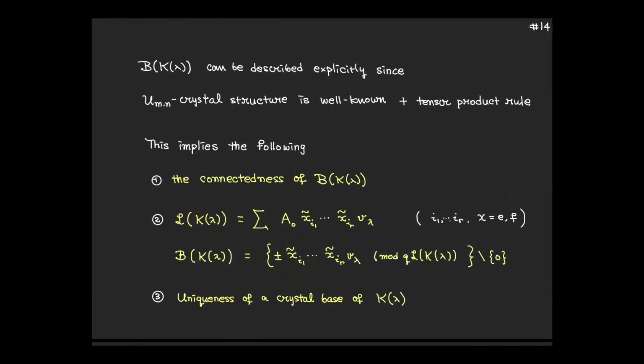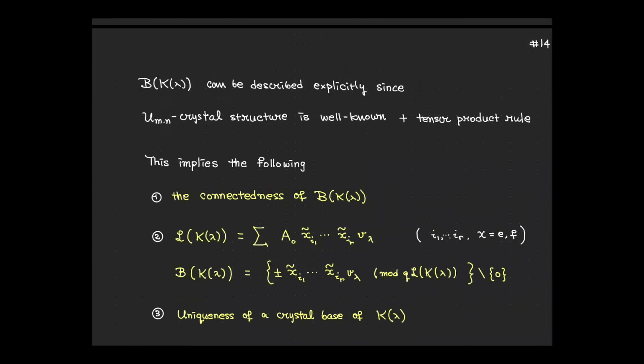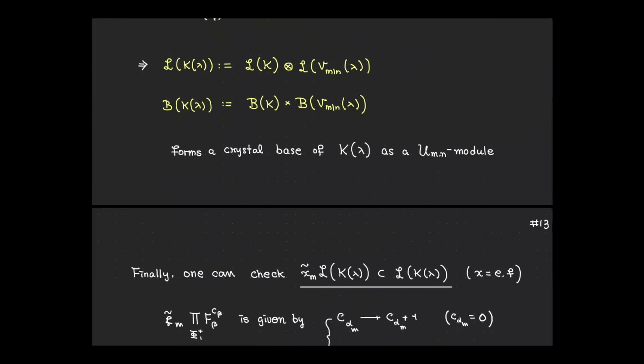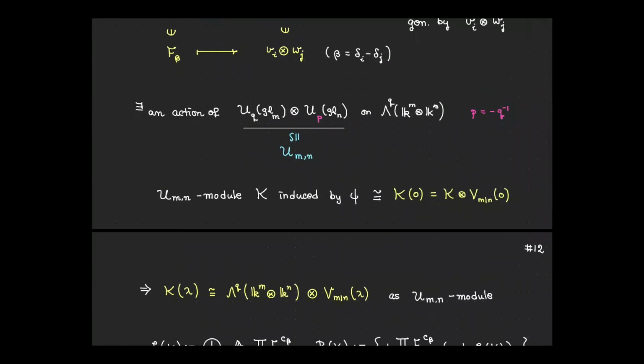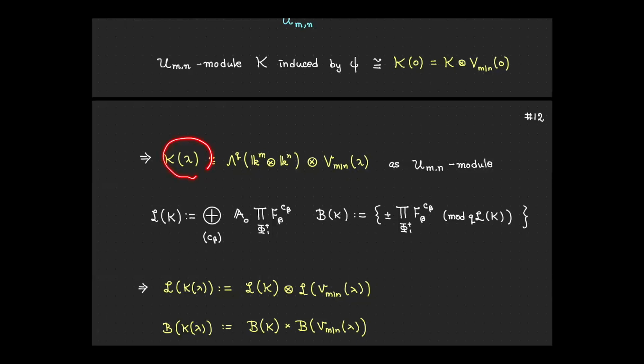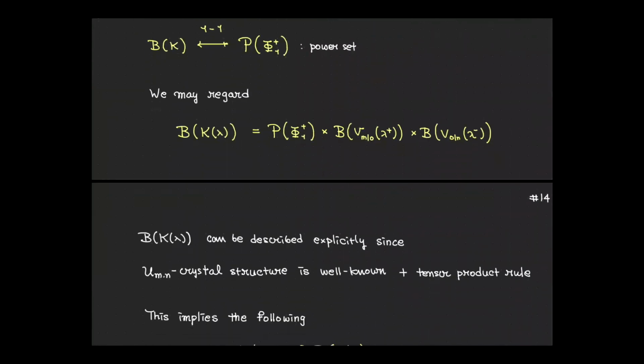Actually, the crystal structure of B_K(lambda) can be described explicitly as well, because the Levi subalgebra crystal structure is already well known, just the usual type A crystal. We just apply the tensor product rule, because as a module over the Levi subalgebra, K(lambda) is isomorphic to the tensor product of two finite-dimensional representations. So we just apply the tensor product rule.